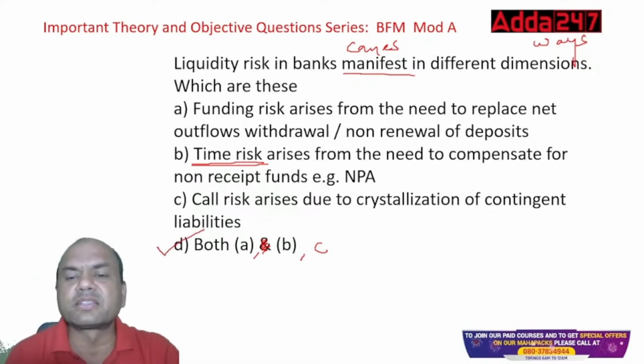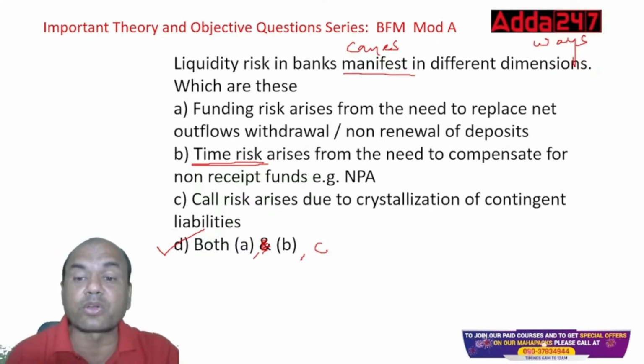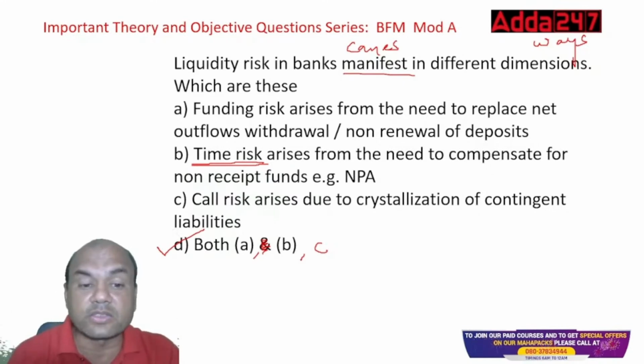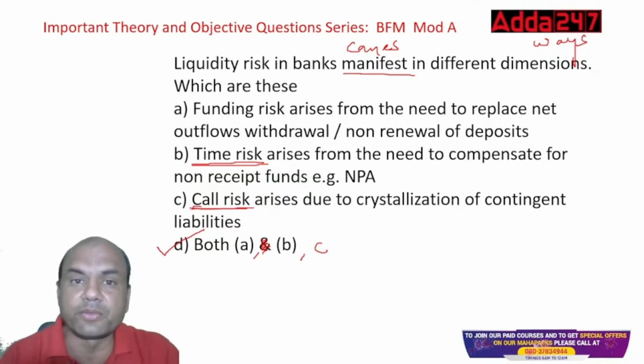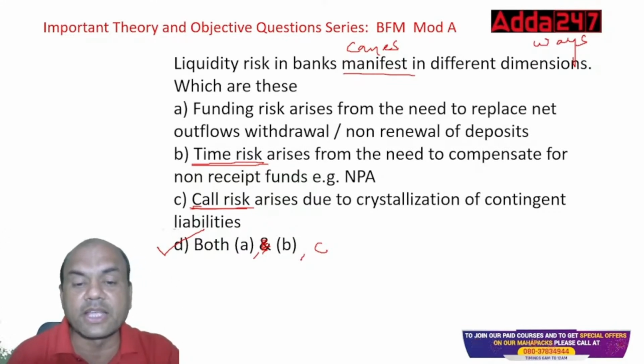Because funding risk is to replace the net outflows. That is also correct. Time risk is for compensating the non-receipt of funds. That is also correct. And call risk is also a type of liquidity risk. Because if tomorrow there is a huge bank guarantee to be paid by you, then from where will you get the funds? Urgent funds. So actually it's A, B, and C.